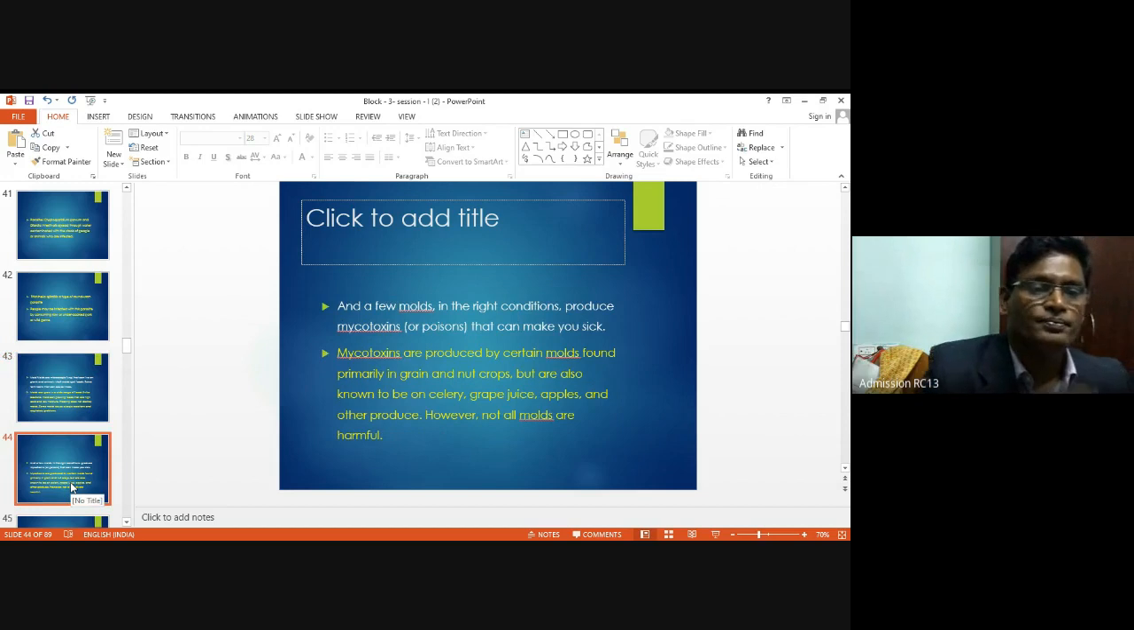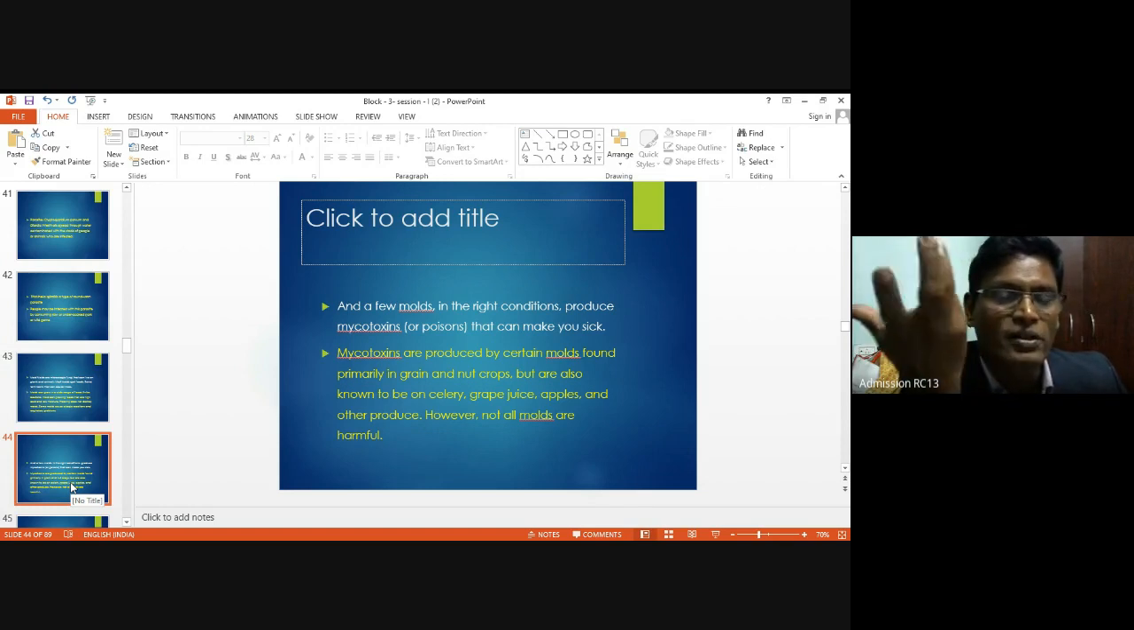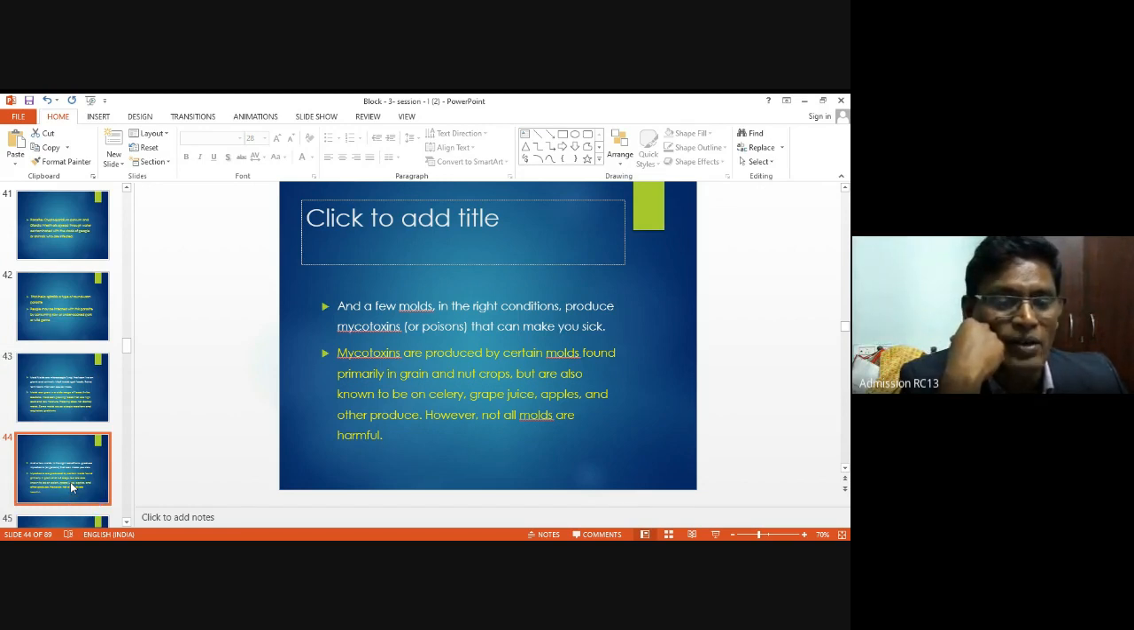And a few molds in the right conditions produce mycotoxins, or poison, that can make you sick. So mycotoxins, which come from these molds, create the poisoning of these foodstuffs. Mycotoxins are produced by certain molds found primarily in grain and nut crops, but are also known to be in cereal, grape juice, apple and other produce.